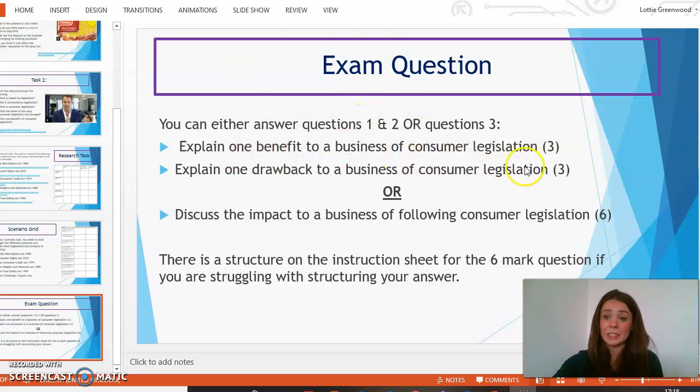So one benefit to a business of consumer legislation might be a positive reputation. Then you need to explain why. So this is because maybe they're having to stick to strict guidelines, and the consumers are more comfortable going to that company because they feel it has a better reputation, and the customers know what they're going to be getting. So use that to help you. Then you can say this means that, this leads to. Just make sure that you're explaining your answer, okay? Try not to use the example that I've just gone through. Try and use a different one. You can use that to help you if you'd like, that's absolutely fine, but try to use a different answer.